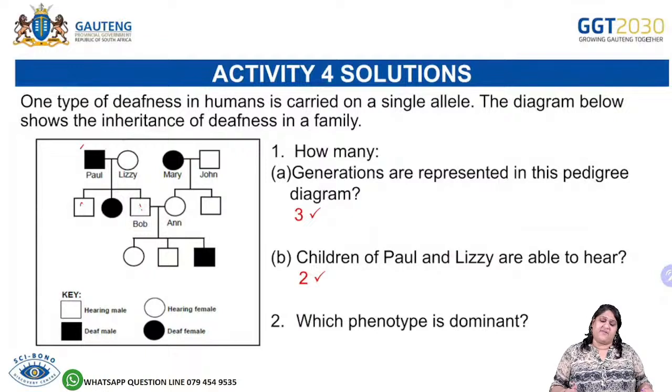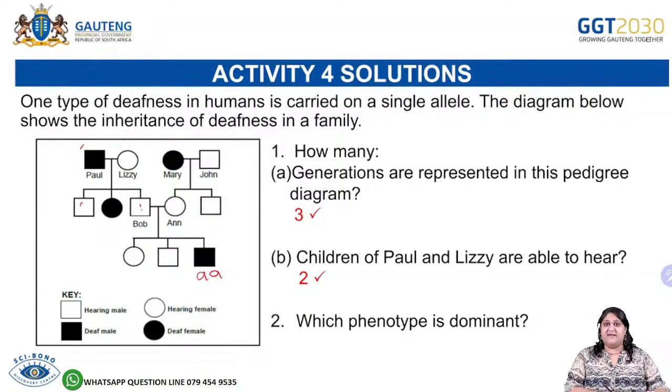So let's go a step further. Let's look at who are the 2 parents here that we can see that are hearing. It's Bob and Ann. Let's look at Bob and Ann. You can see over here that Bob and Ann are both hearing, but they have a son who is deaf. Now, the son would have to get 1 allele from the father and 1 allele from the mother. So this can only mean that in order for him to have it, he would have to have 2 recessive alleles, getting 1 from the father and 1 from the mother.